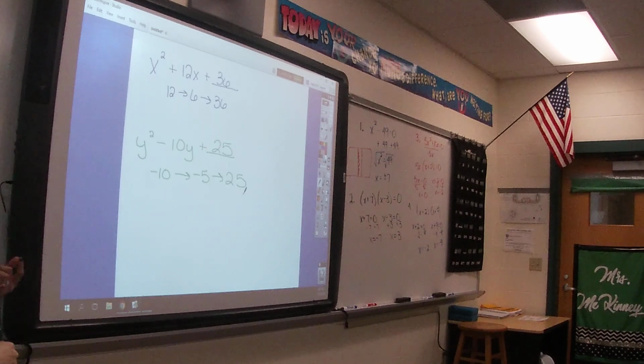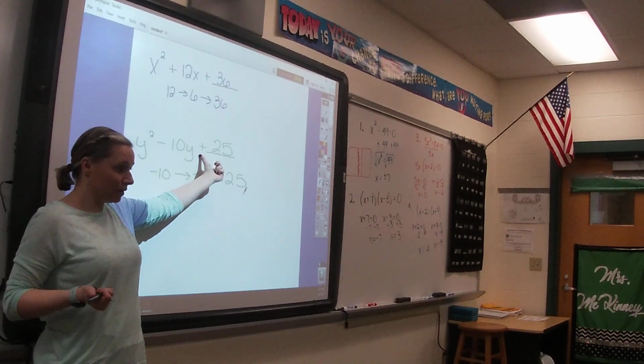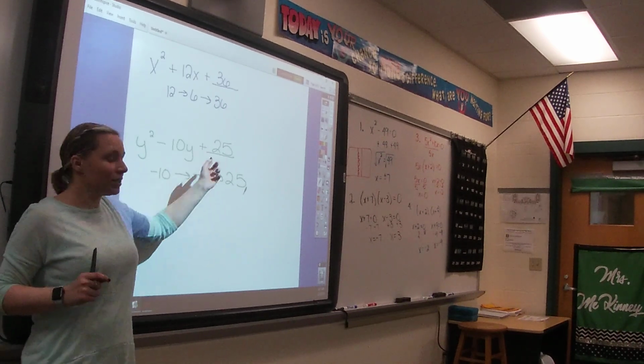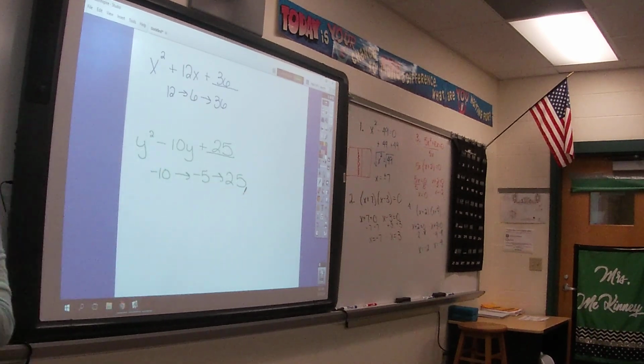Okay, so if I did y squared minus 10y plus 25, multiples of 25 that will add up to negative 10, or negative 5 and negative 5. So this would be a y minus 5 times a y minus 5. Does that make sense? Okay, so this process here is giving us a piece that we can fill in to turn something into a perfect square trinomial.